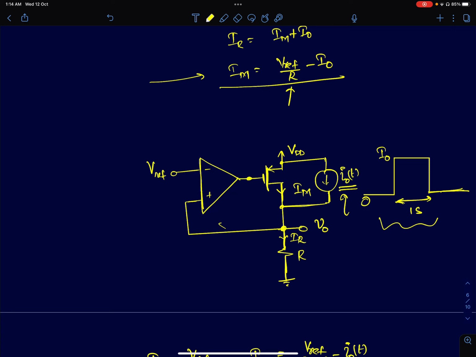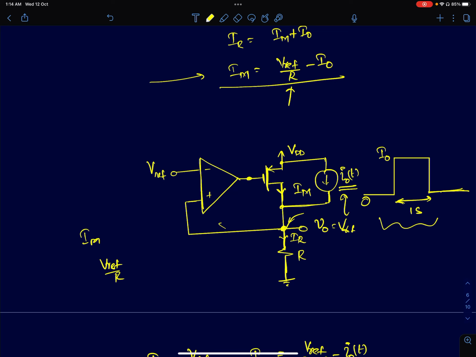So now we will analyze it in time domain. So what happens in time domain? Initially, IM was carrying a current of Vref by R because negative feedback is enforcing V0 to be equal to Vref. IM was carrying all that current initially. Now, I0 of t rises from 0 to I0 suddenly. The instant your I0 increases, what will happen? That current will be injected into the resistor. So the voltage will increase, suddenly the feedback will kick in and this amplifier will respond to it.